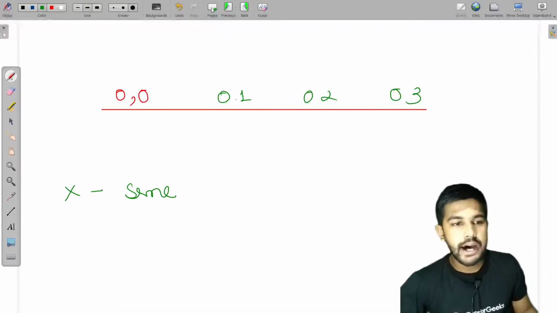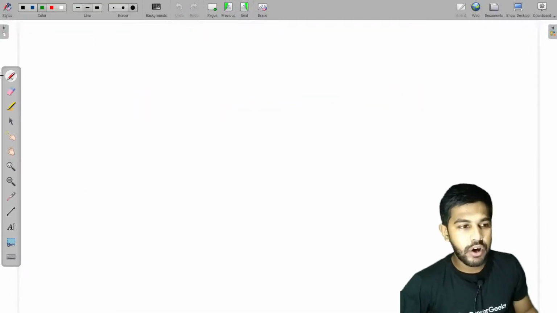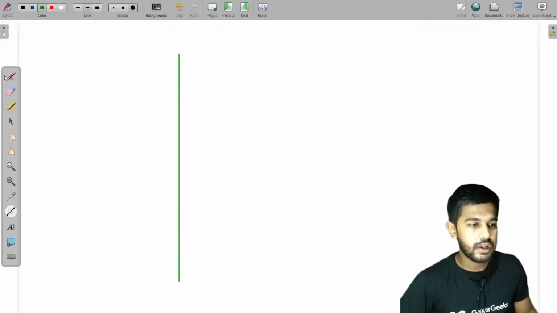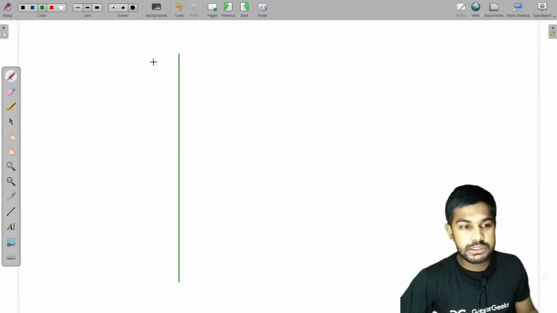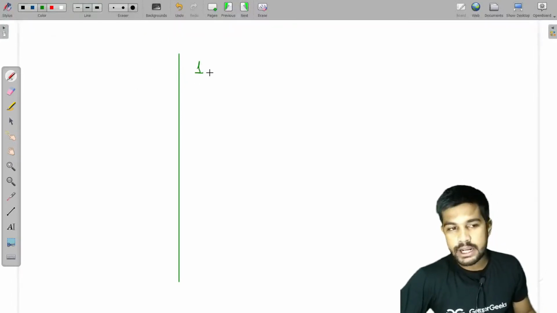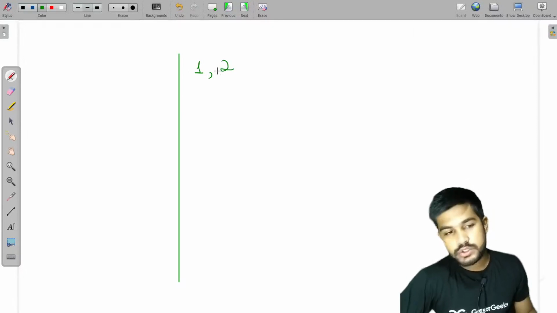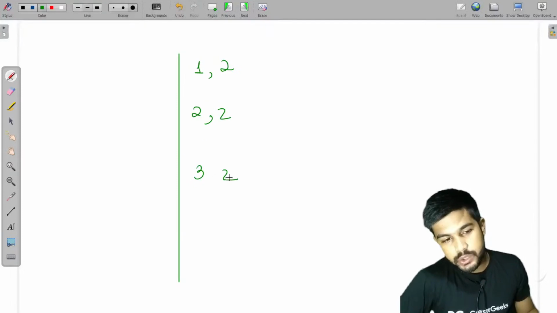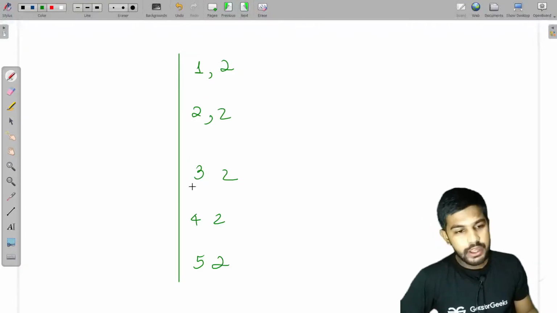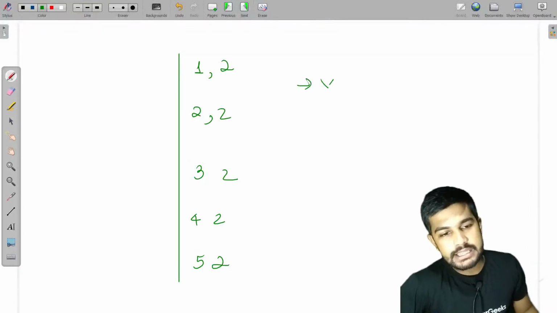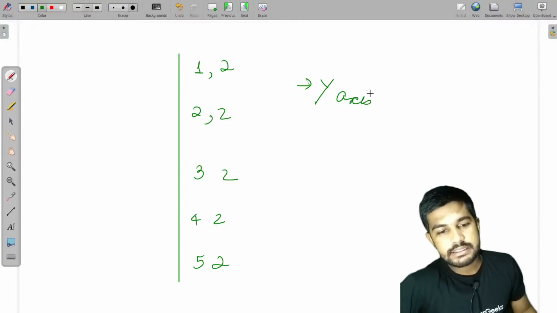Okay. Now, we would be looking at the y-axis. What happens to the y-axis? Suppose this point is 1, 2. Then this point would be 2, 2. This point would be 3, 2. This point would be 4, 2. This point would be 5, 2. Okay. Now, this is the same case, the y-axis is the same.